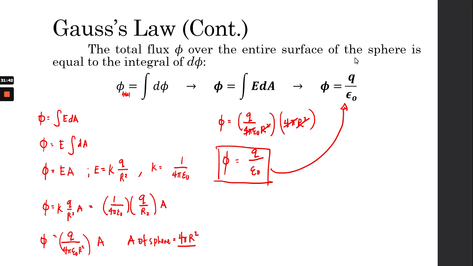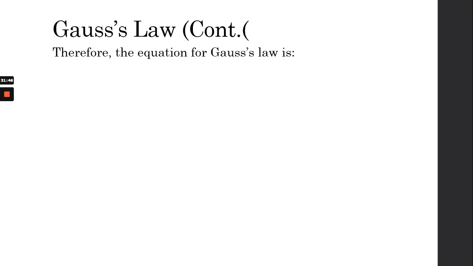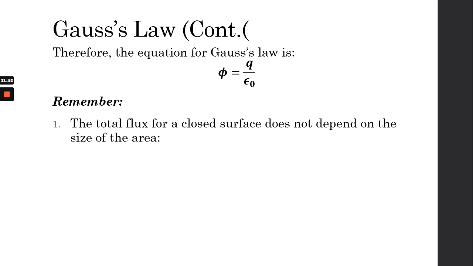So now that we understand Gauss's law, there are several things that I want you guys to remember. So again, this is the equation for Gauss's law. First thing that I want you guys to remember, the total flux for a closed surface does not depend on the size of your area. Meaning, if I have this sphere right here, you can see it's a square, but think of this as a sphere, and it has a radius r.